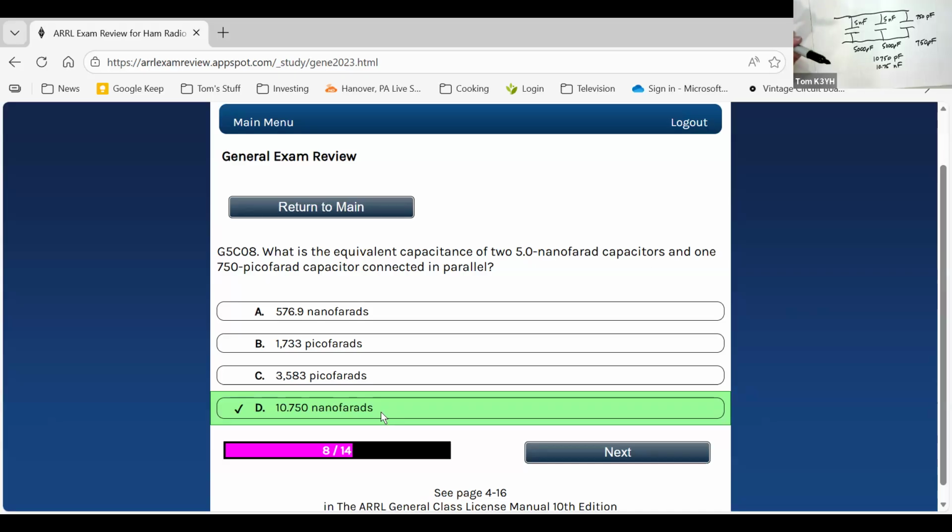And secondly, capacitors in parallel add. Capacitors in series, you have to calculate it the same way you do resistors in parallel.